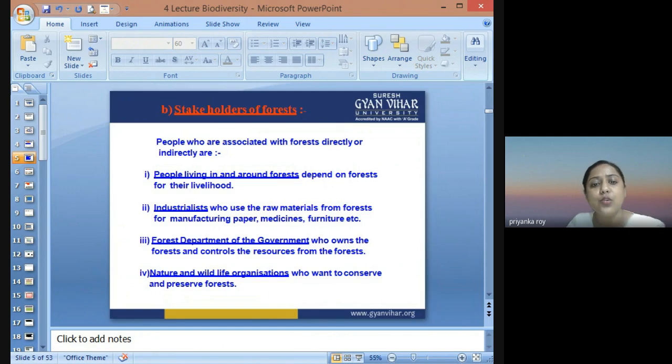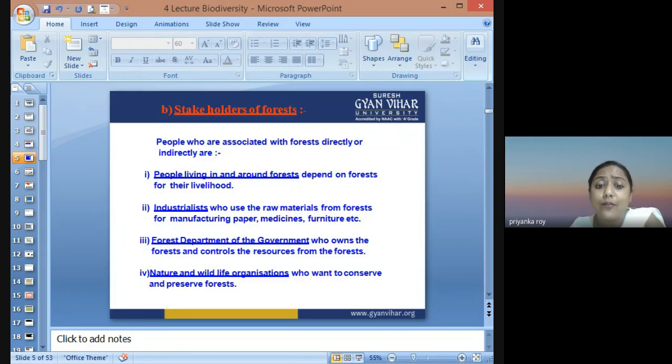Then industrialists who use the raw material from forest for manufacturing papers, medicines and furniture and so on are also the stakeholders of taking care of the forest. So they cannot only extract the resource from the forested areas, they also have to give back to nature. So the forest department of the government of India, who owns the forest and controls the resources from the forest, are also the stakeholders and caretakers of the forest.